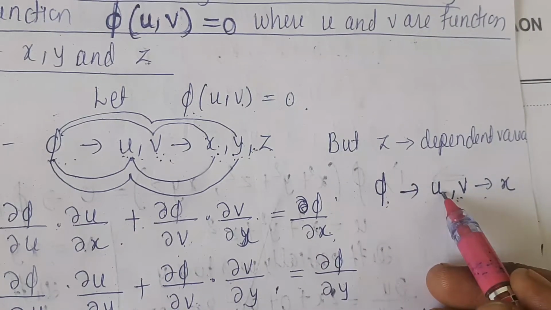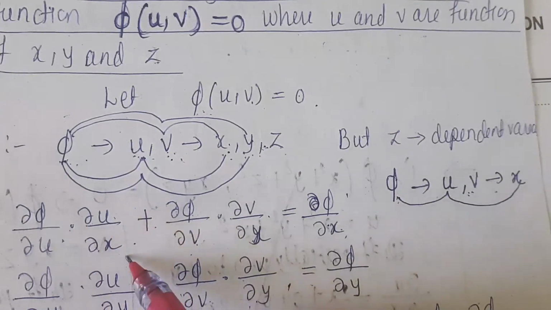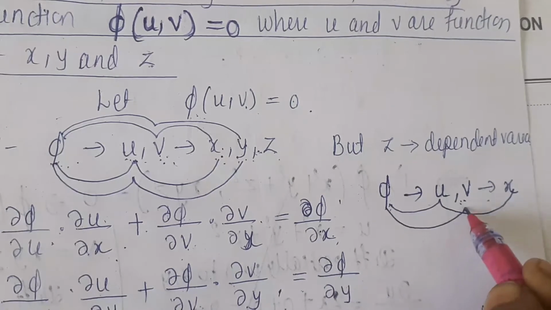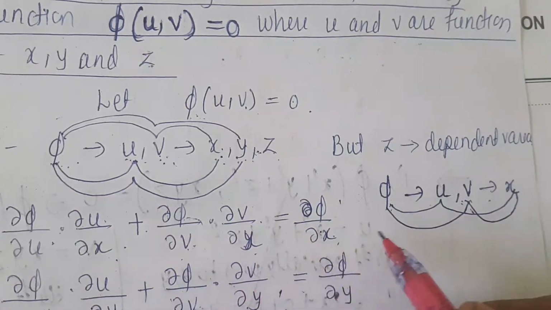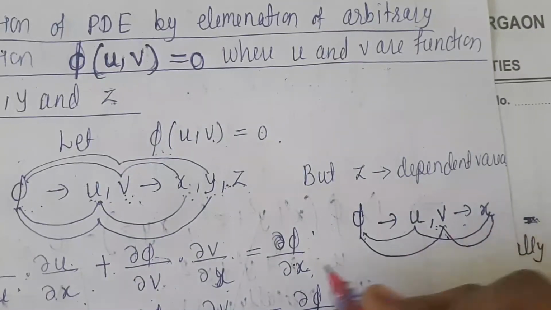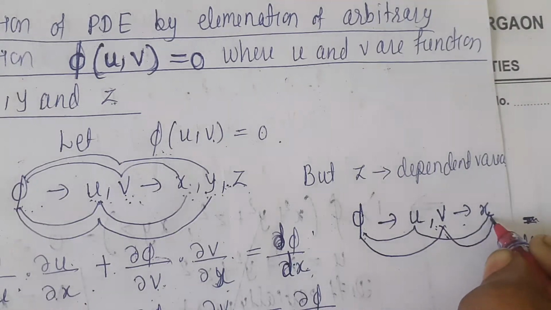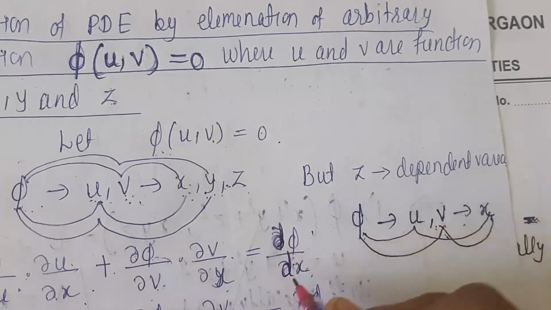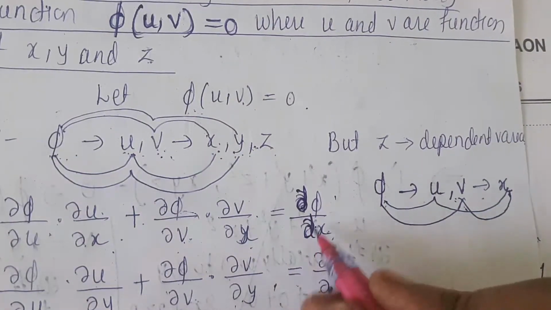Del phi by del u into del u by del x, plus one more term, del phi by del v into del v by del x, which we obtain as del phi by del x. Actually this is d phi by dx, because we want the derivative of phi with respect to x, but if phi is a function of more than one variable, then we write it as del phi by del x. So depending on the variable, we write it as d or del.